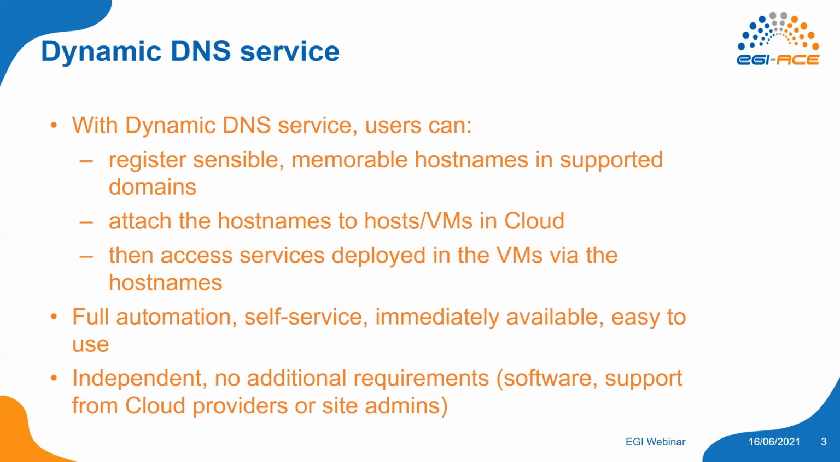With the Dynamic DNS service, you can register a sensible, memorable hostname in a supported domain, like my-server.vo.fedcloud.eu or something like that. After registration, the user can attach the hostname to any host, even a local host or a VM in the cloud. After attachment, they can access services deployed on the VM or host via the hostname.